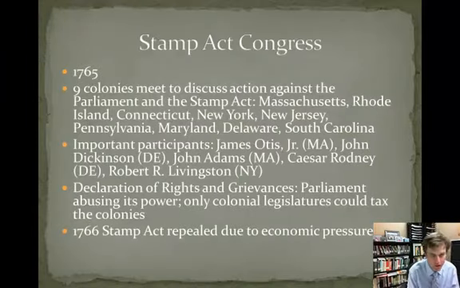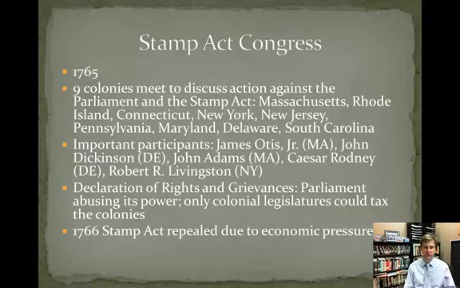1765, you have the Stamp Act Congress. 9 colonies will meet to discuss action against the Parliament and the Stamp Act. These colonies were Massachusetts, Rhode Island, Connecticut, New York, New Jersey, Pennsylvania, Maryland, Delaware, and South Carolina. And there were a number of important participants, people like James Otis Jr. of Massachusetts, John Dickinson of Delaware, John Adams of Massachusetts, Caesar Rodney of Delaware, and Robert Livingston of New York. What they came up with was something called the Declaration of Rights and Grievances.